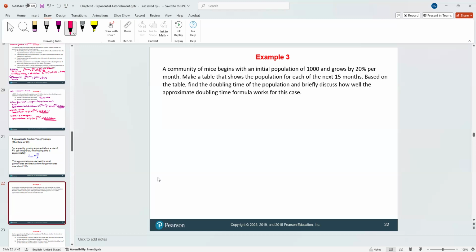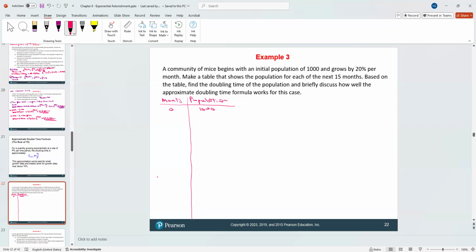So if I have a table, because they said the community begins, we put the months, I'm going to try to write as small as possible. And we put the population to construct a table. Okay, let's do it that way. A population. Now, the initial population at time t equal to 0, we have 1,000 mice and it grows by 20%. So every time, I told you already, it grows by 20%.